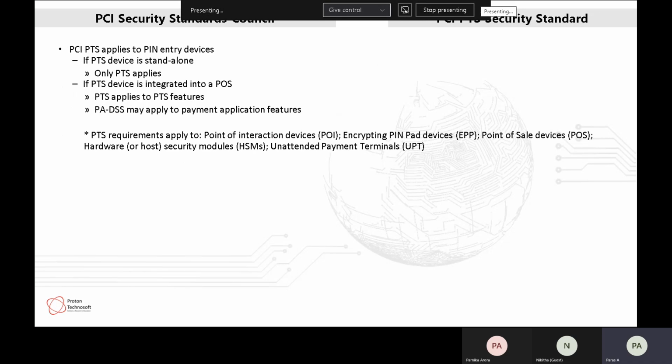Then next comes the PCI PTS security standard. This applies for the pin entry devices where the individual enters the ATM pin. So it is a card present situation. So if the PTS device is standalone, only the PTS applies. If the PTS device is integrated with a POS machine, then PA-DSS also applies here because POS is a software which needs to be PA-DSS compliant. And why PA-DSS? Because it participates in the settlement and/or authorization as well.